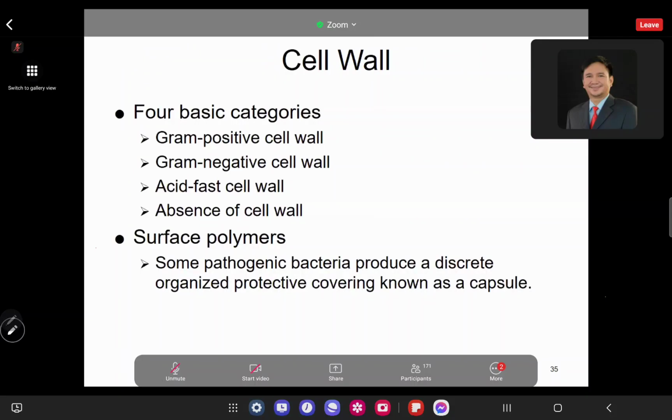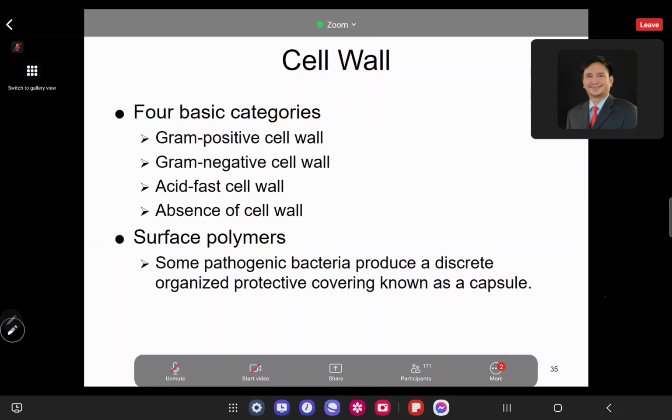Now, the cell wall is a defining feature of many bacteria, as we have mentioned a while back, as a basis for their staining characteristics. And we use that to classify bacteria into two large groups. If we use the gram stain, they could be gram-positive or gram-negative bacteria. If you use acid-fast staining like your Ziehl-Neelsen or your Kinyoun, then they could be acid-fast or non-acid-fast bacteria.